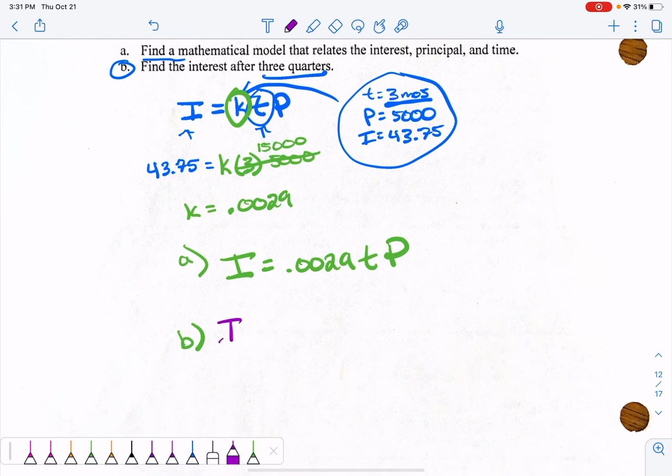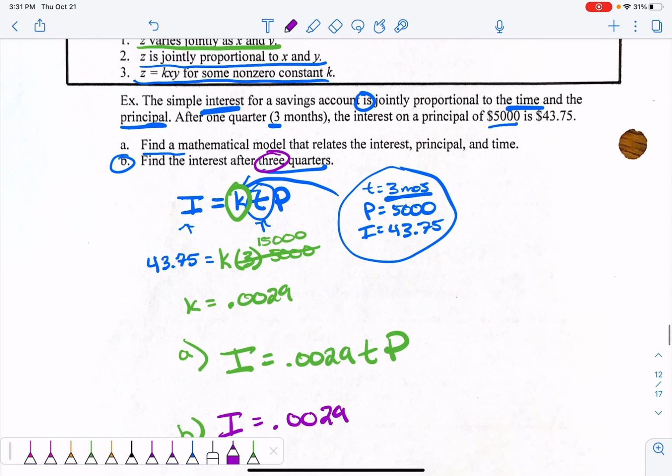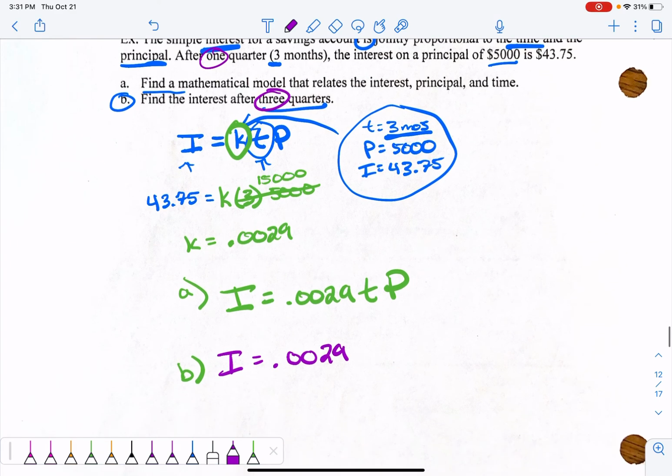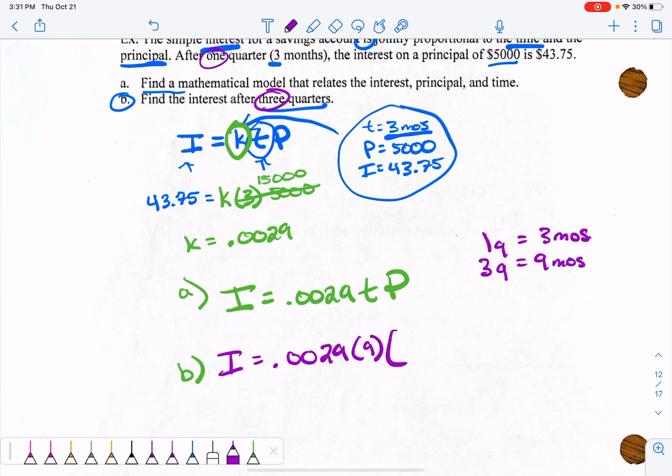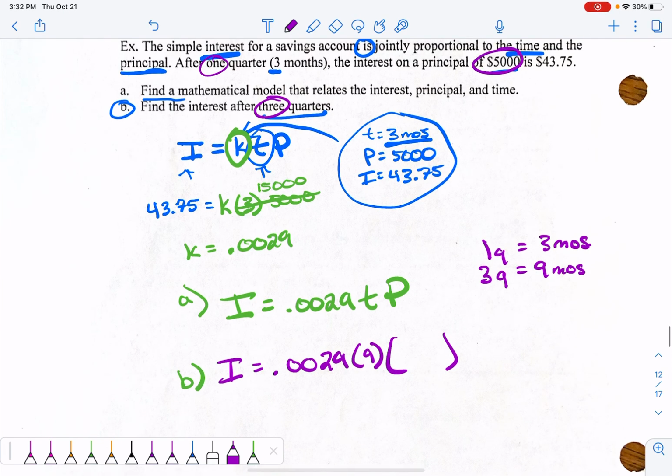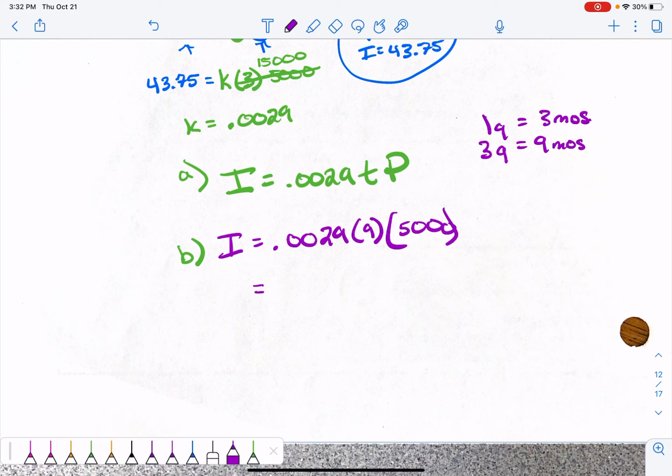Okay, so I'm solving for interest, and 0.0029 after 3 quarters. So 1 quarter was 3 months, so 3 quarters will be 9 months. Okay, I'm going to say 3 quarters equal 9 months if 1 quarter equals 3 months. I hope that makes sense. So I'm plugging 9 in, and then they don't tell me what my principal is, but we're assuming that we're using the same principal as the original problem. Okay, so all I have to do is multiply those guys together. So I'm going to take that number, and I still have that 0.0029 in my calculator, and it's not rounded off. So I'm just going to take that same number times 9 and times 5,000.